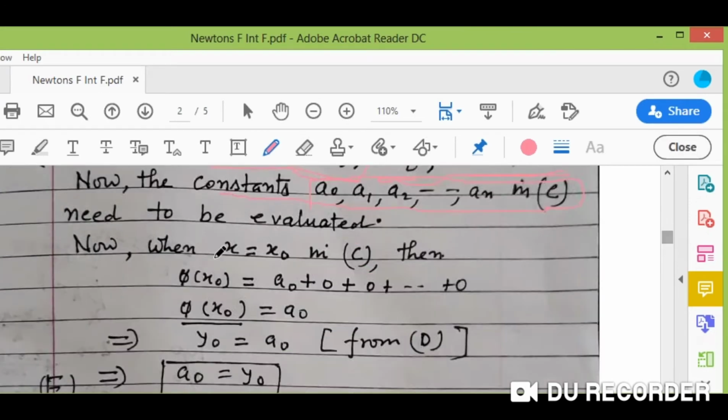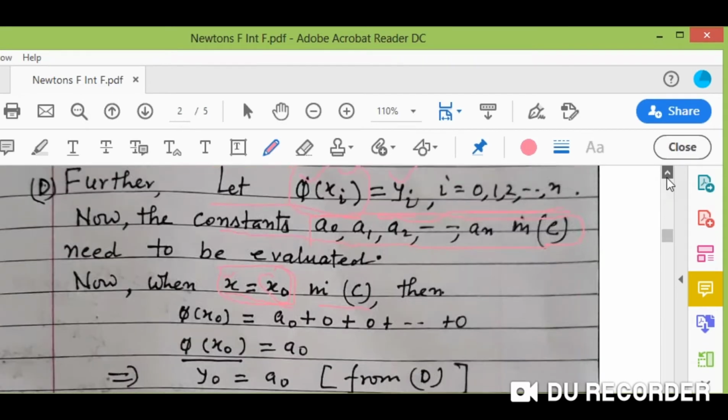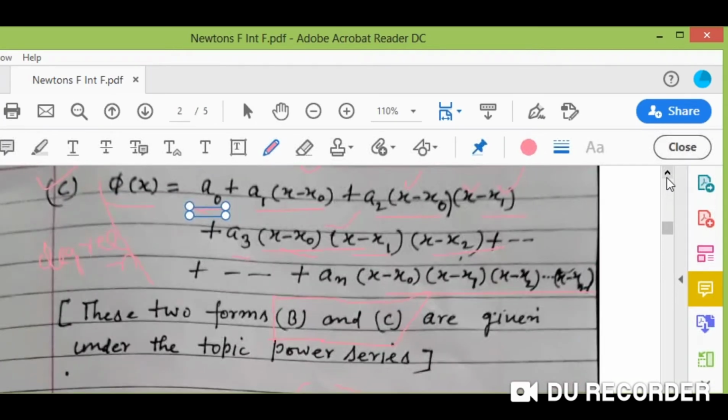So how are we going to do it? We are substituting the value x is equal to x naught in C. When we substitute x is equal to x naught, this is a value of x. X is the argument, and the first initial value of the argument starts from x naught. So x naught is substituted in C. You look at here, I am going to show you what C is. X is equal to x naught is substituted in C. So this becomes phi x naught.